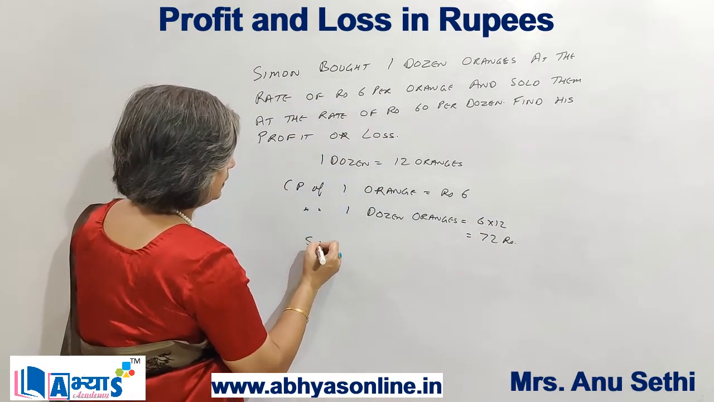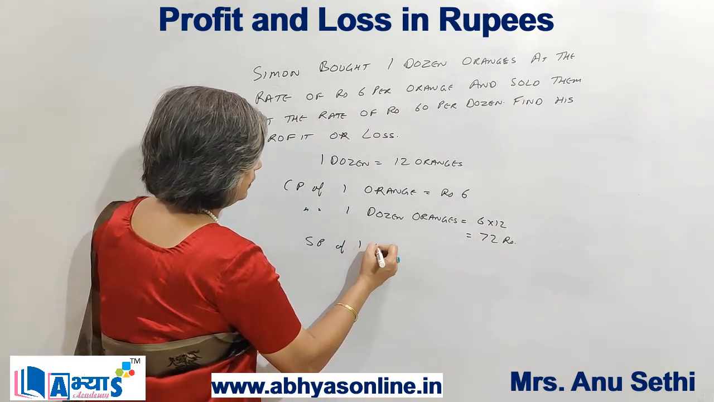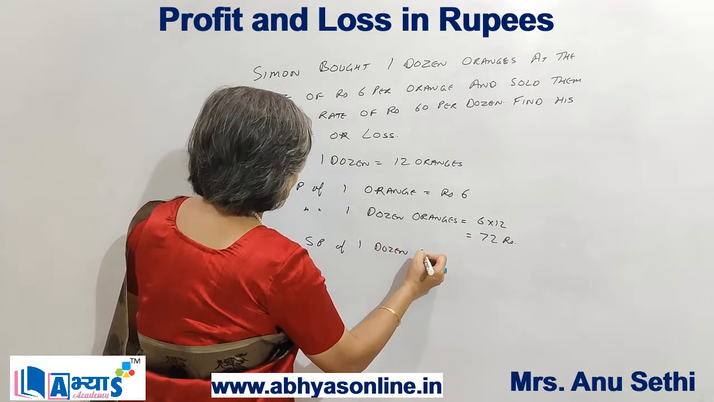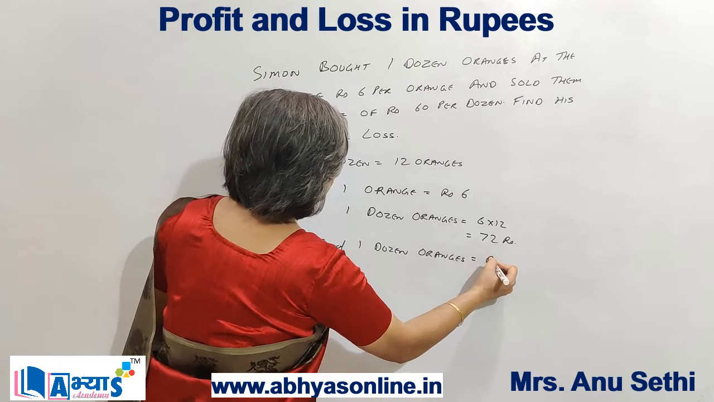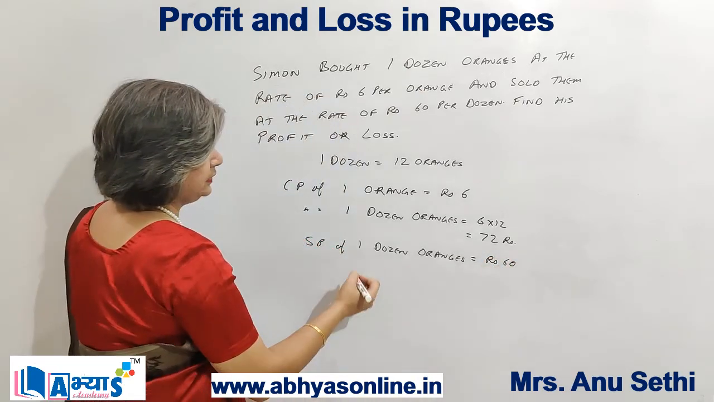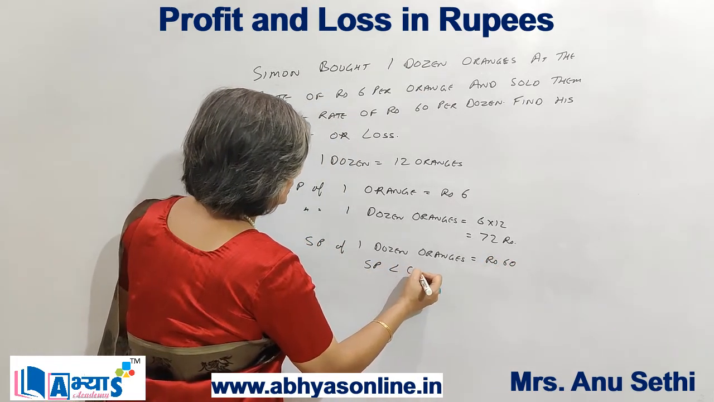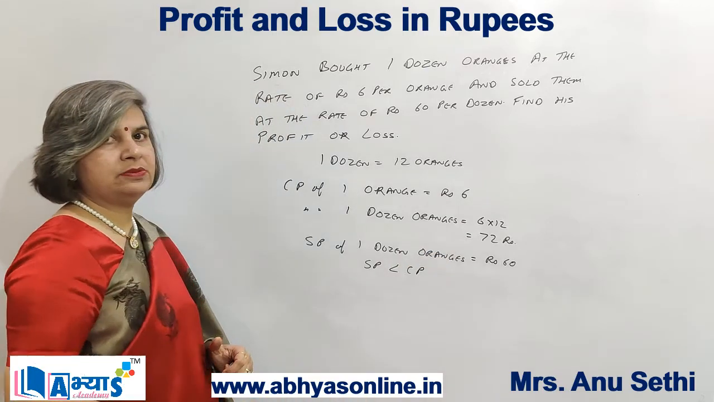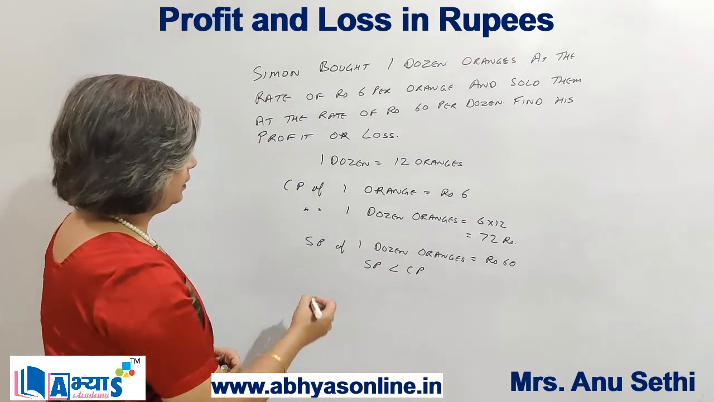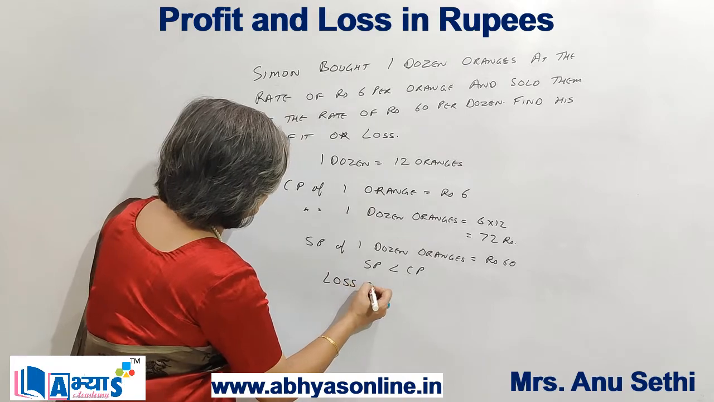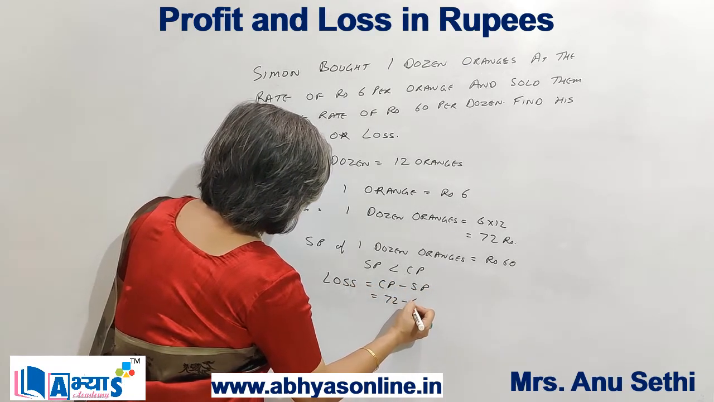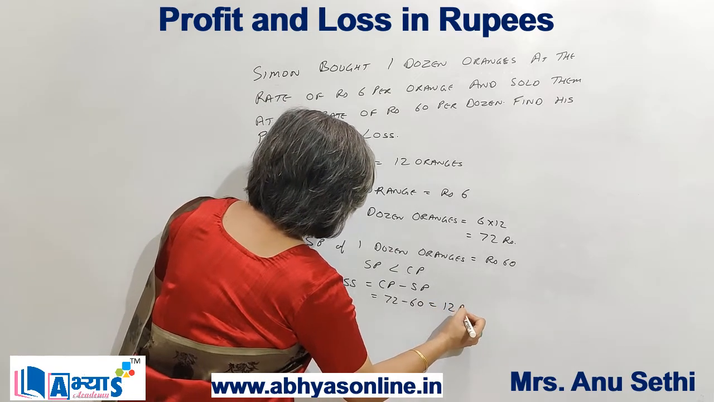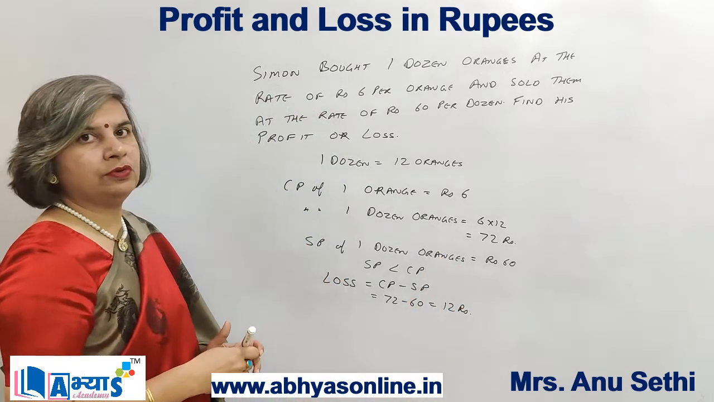And the selling price of 1 dozen oranges has been given as 60 rupees. Now we see that the SP is less than CP. That means the person is making a loss out of it, and loss is equal to CP minus SP, or we can say 72 minus 60, that is 12 rupees. So this is the other way of doing the question.